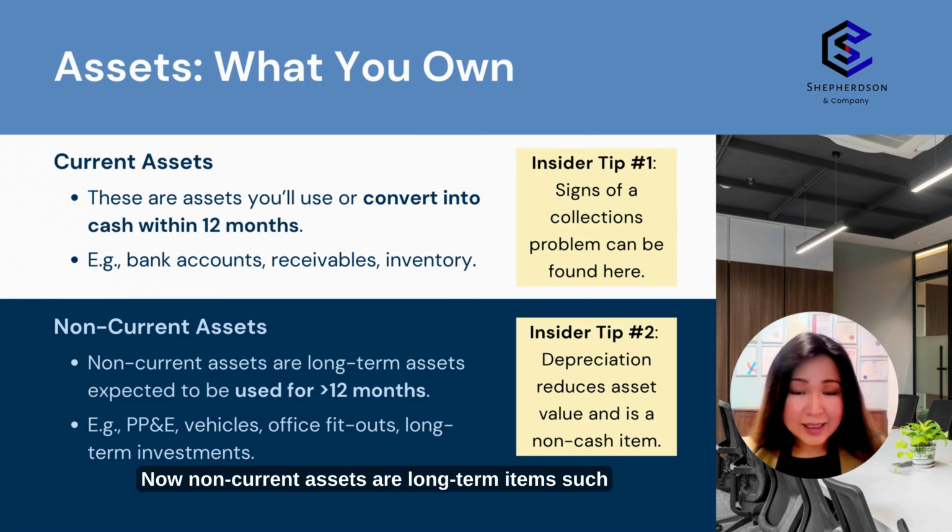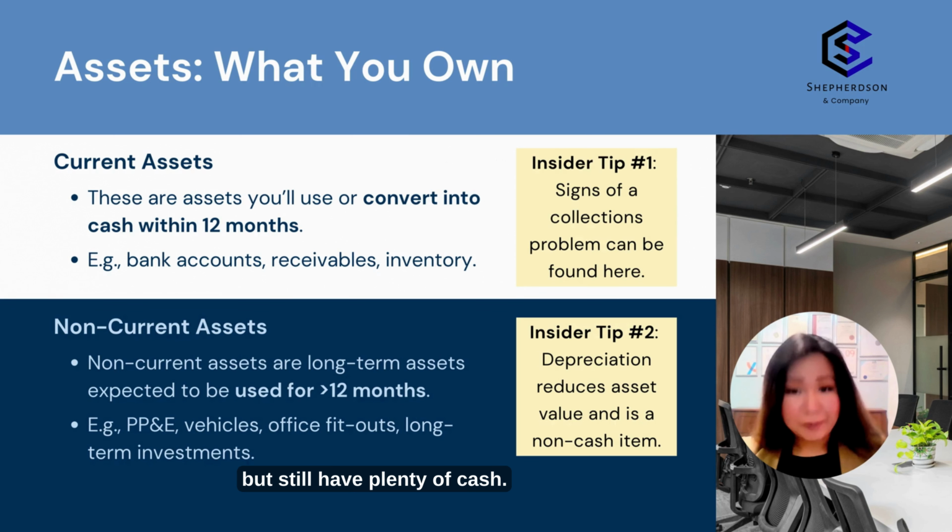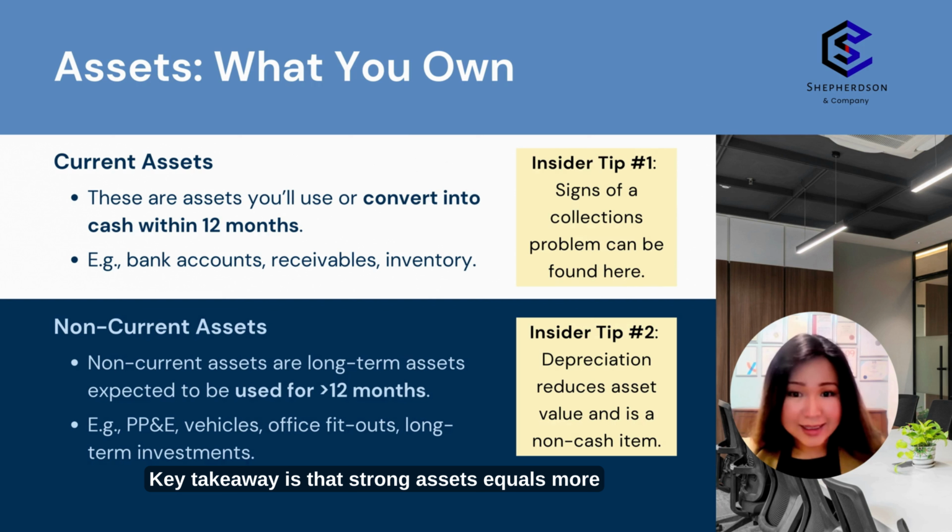Now, non-current assets are long-term items such as equipment, vehicles, and office fit-outs. Tip number 2. Depreciation on these assets reduces the value on your balance sheets, but it's a non-cash expense. This is one reason why a business can show a loss, but still have plenty of cash. Now, the key takeaway is that strong assets equals more capacity, more stability, and more borrowing power.